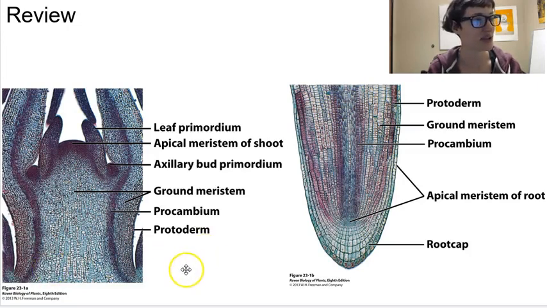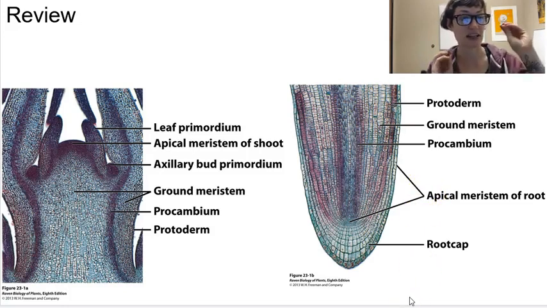Okay, so a little review here. We have our apical meristems that make our primary meristems. We can have that in the shoot and the root, and there'll be many. The plant starts out with just one, but then each of those will then make new branching parts, and each branching part has its own apical meristem.